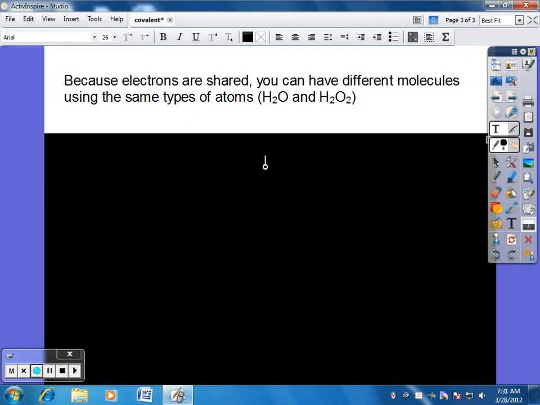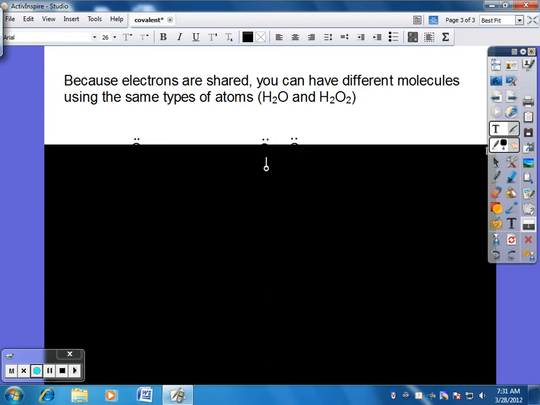And when I say flexible, I don't mean there are lots of options for one molecule per se, but that you could have H2O, which would be a bond between 2 hydrogens and 1 oxygen, and you could have H2O2, which is a bond between 2 hydrogens and 2 oxygens. H2O being water, we all know what water is, H2O2 being hydrogen peroxide, which is that bubbly stuff that you might put on your cuts so that they don't get infected and it bubbles away. That's H2O2, hydrogen peroxide.